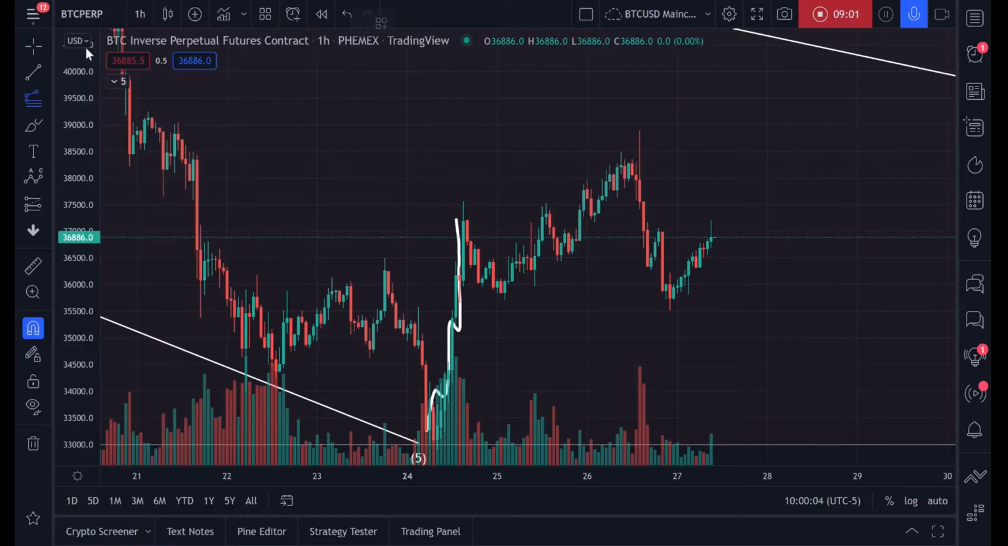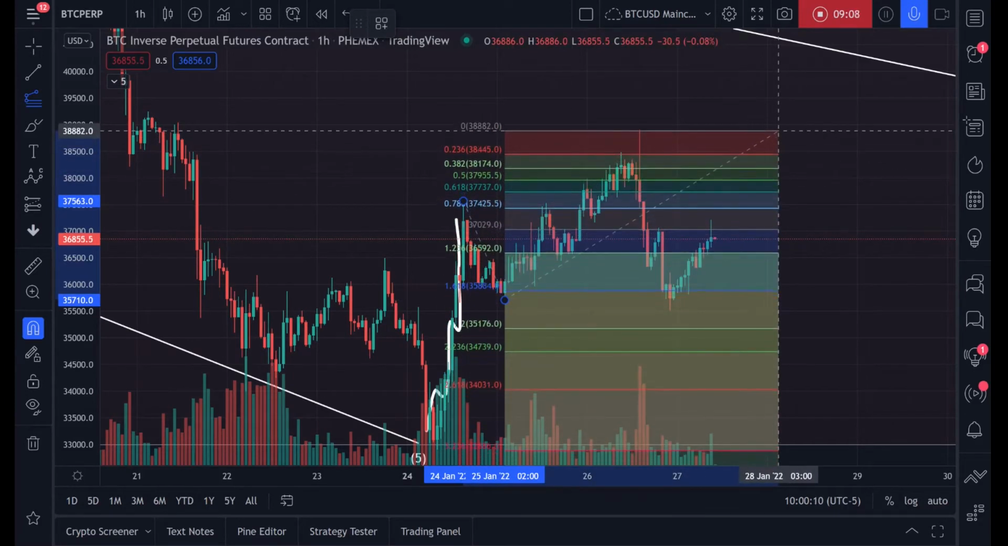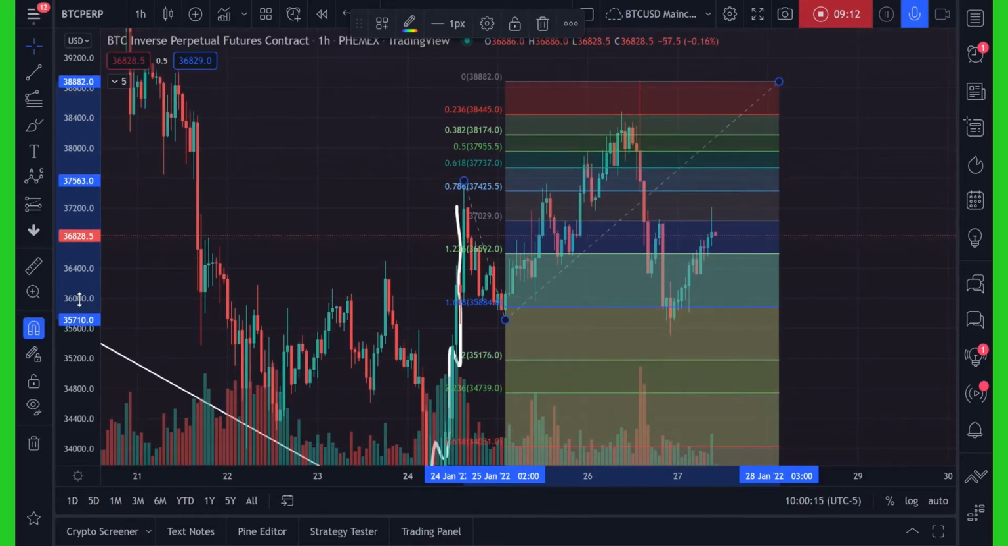So I could have already told you that this was going to be a 1618 retracement, and lo and behold, this is akin to what we got, right?